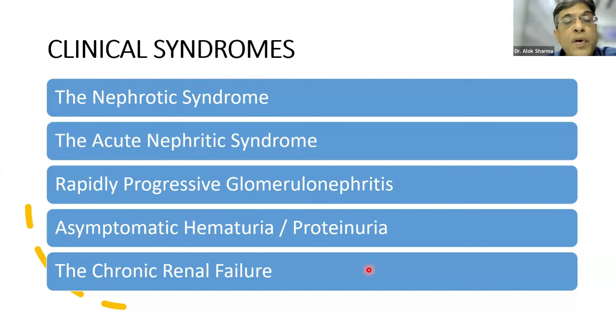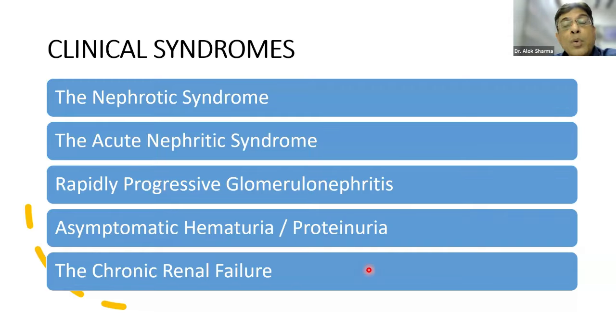Similarly, the acute nephritic syndrome, where the patient also has hematuria in addition to proteinuria. Then there is a syndrome of rapidly progressive glomerulonephritis, where there is a rapid rise in creatinine along with renal dysfunction and maybe hematuria and other things. So that's RPGN or RPRF, if you want to call it.